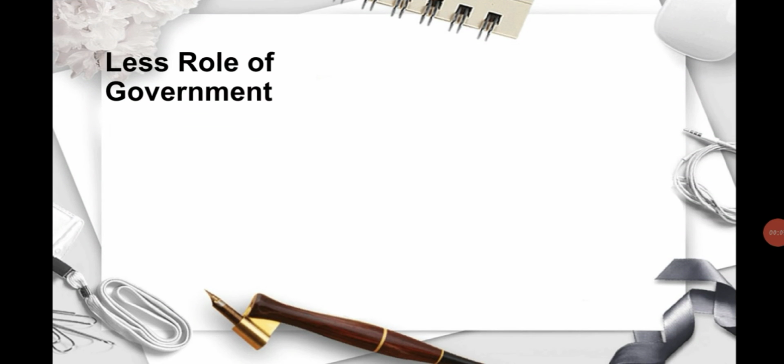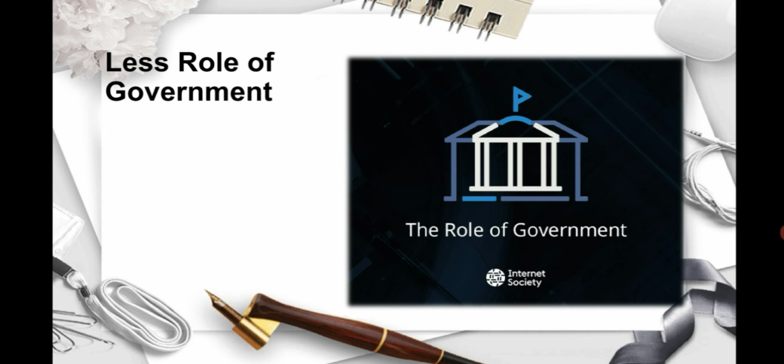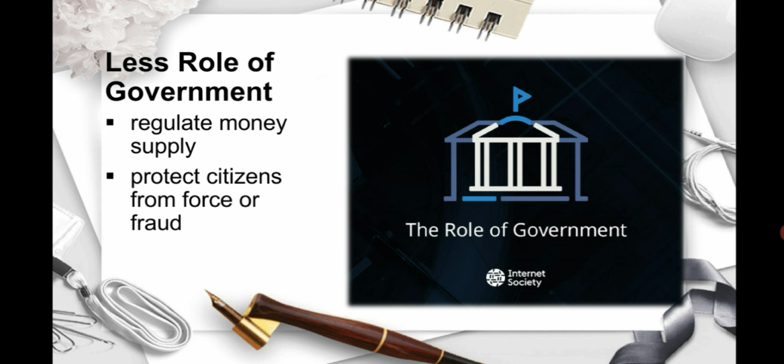And the last feature of capitalism is the lesser role of government. So what does it mean? Capitalism, again, as its definition states, is that trade, industry, and the means of production are controlled by private owners rather than the government. Yes, it's true. However, the government has a very limited duty or role in this economic system, and this is to regulate the money supply and to protect its citizens from force or fraud.